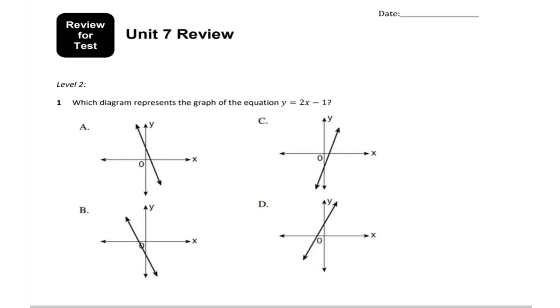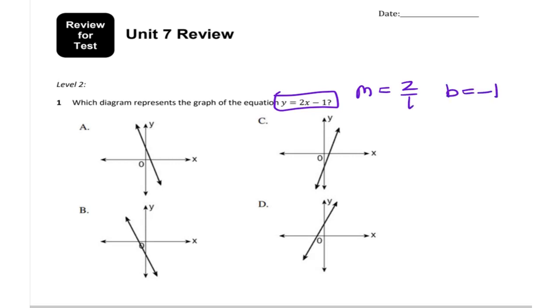Test review number 1. All right, so level 2 question. Which diagram represents the graph of this equation? Y equals 2x minus 2. I could just think about how I would graph this, right? And think about the slope, and think about the y-intercept.